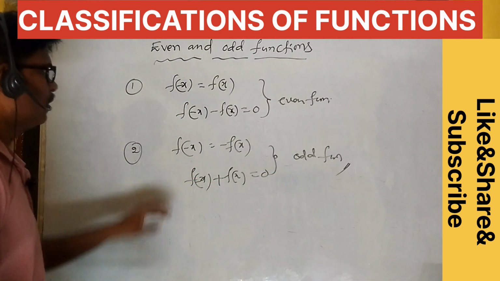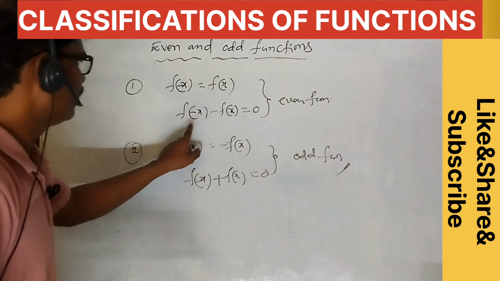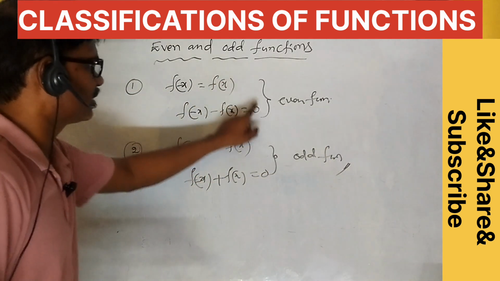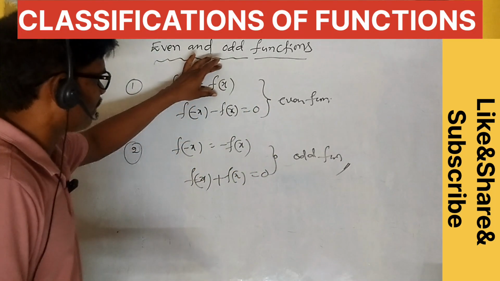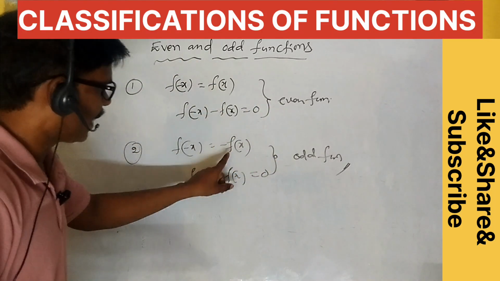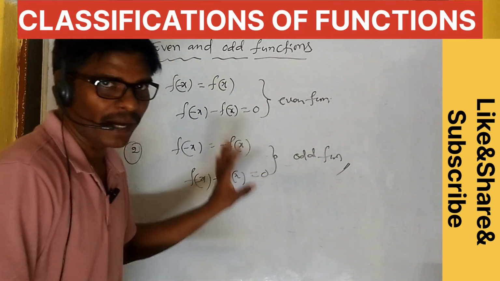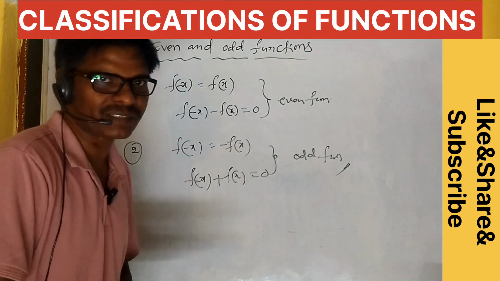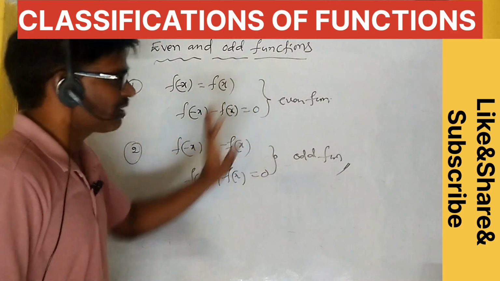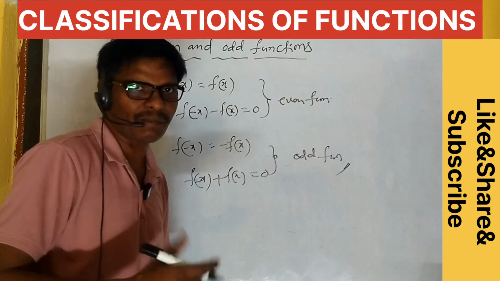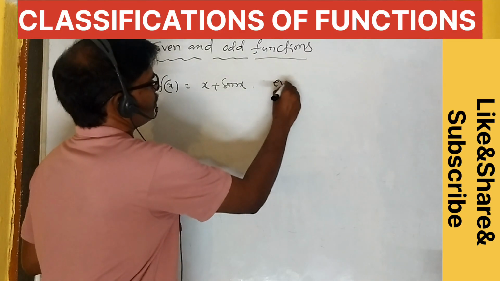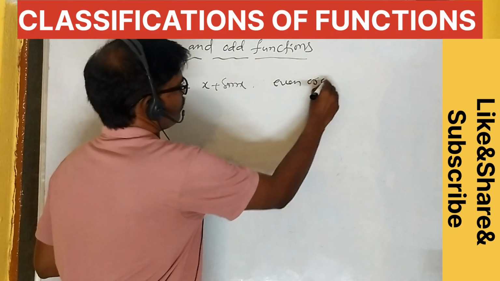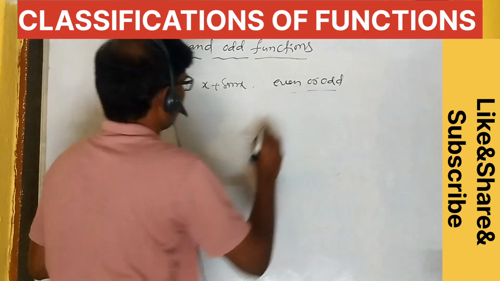This is the definition. F of minus x is equal to f of x, f of minus x minus f of x equal to 0, even function. This is the f of x. This is the minus f of x. Minus f of x is odd function. Plus f of x is even function. That is to remember. Okay, this is even or odd function.